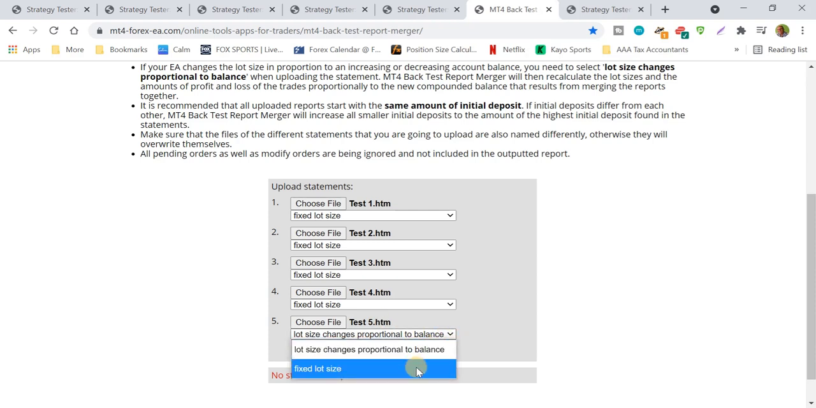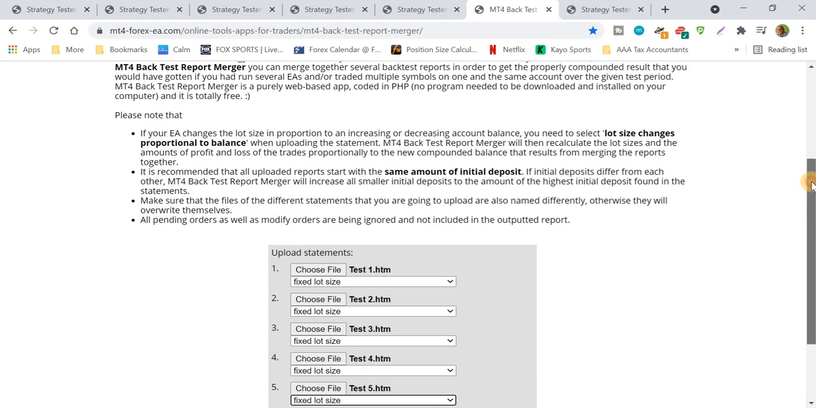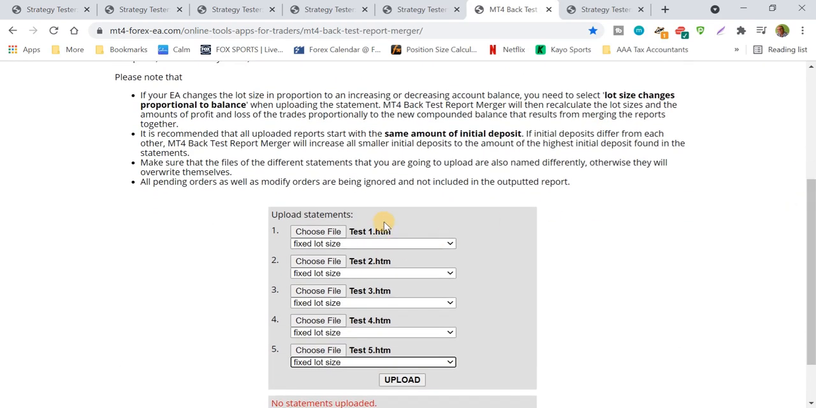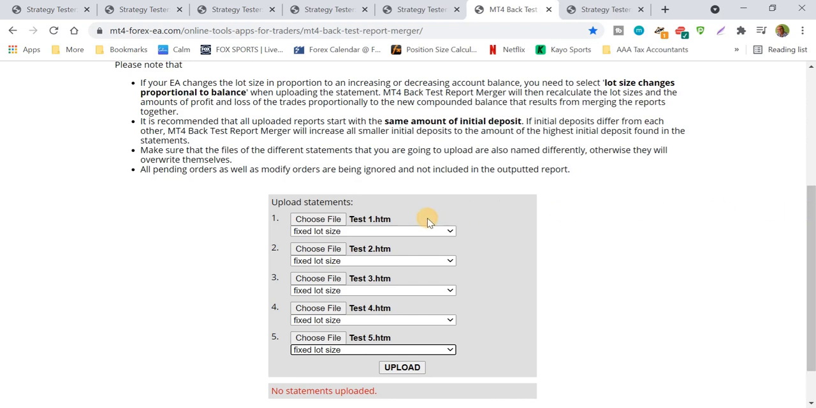And all right, so when you do this, like I said, it gives you instructions. Best to use the same account balance for each trade. You can use different platforms, doesn't matter. So there we go. I've uploaded the 5 statements. So test 1, test 2, test 3, test 4, test 5. All you do is hit the upload button. You just have to bear with me while this does its magic.